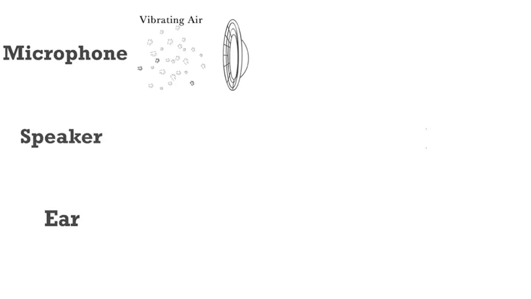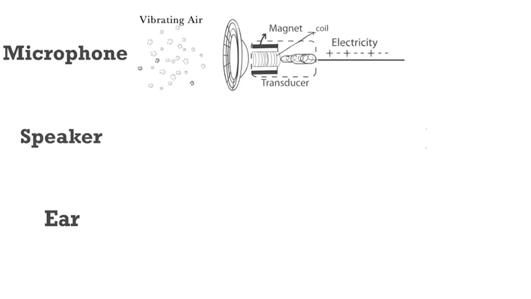In a dynamic microphone, the membrane is connected to an induction coil, which is positioned in a magnetic field. As the membrane reacts to changes in air pressure, it moves the coil of wire back and forth in the magnetic field, which produces electricity. Together, the magnet and coil of wire are called a transducer.